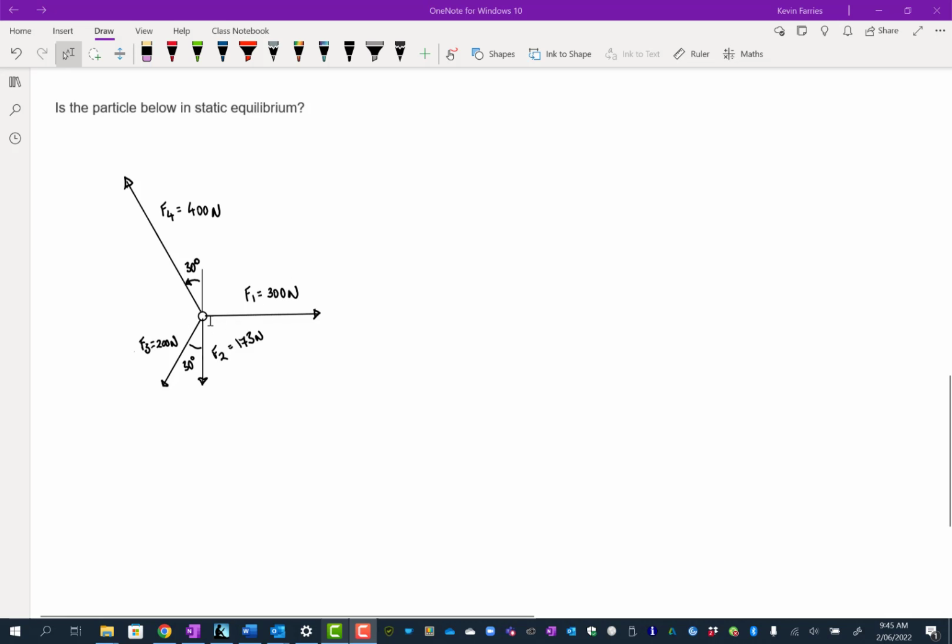So in this example, we've been asked to find out whether this little particle is in equilibrium. So we've got a bunch of forces. We've got 4 forces in total, all of them acting on this little particle. Now later, when we're doing some more practical problems, what we'll find is we can define the particle to be the point at which all these vectors, so all our force vectors, converge.